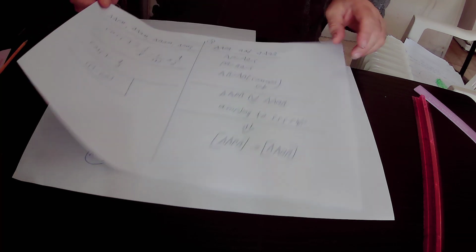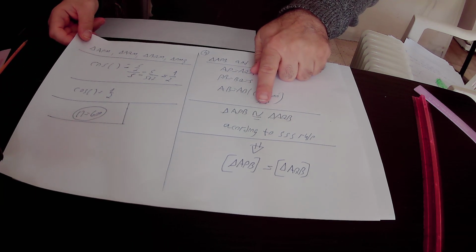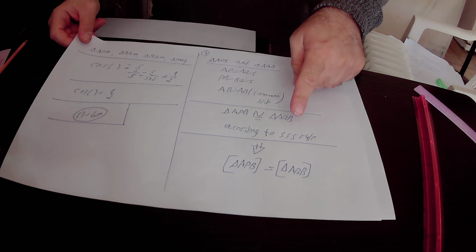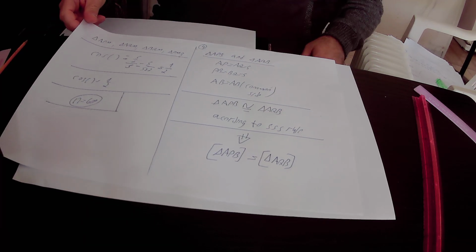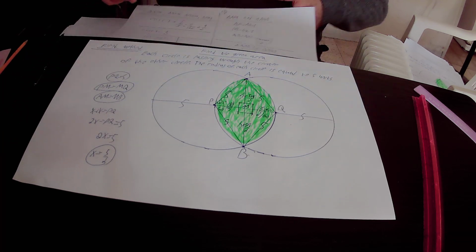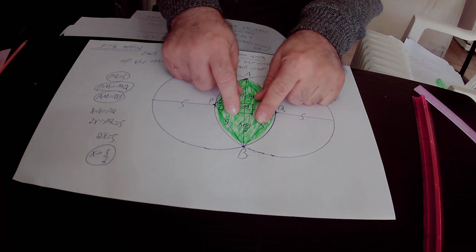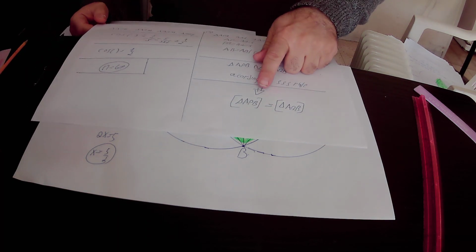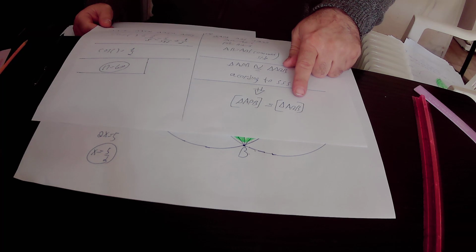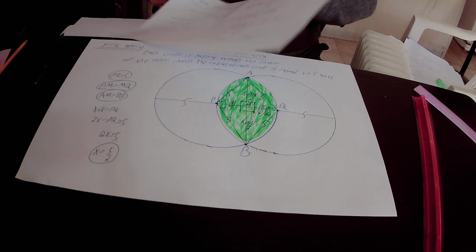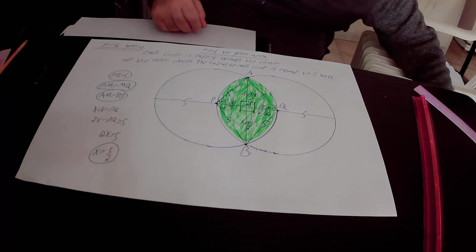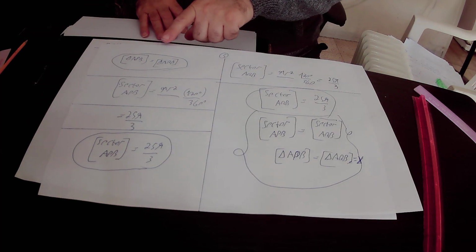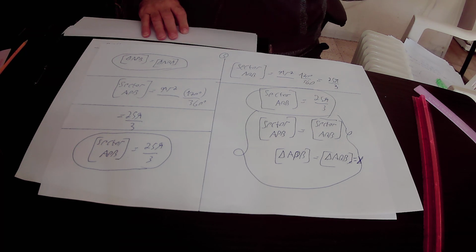We actually proved that triangle APB is congruent to triangle AQB according to the side rule. And from the fact that those two triangles are congruent, we conclude that they also have the same areas. So the area of triangle APB is equal to the area of triangle AQB.